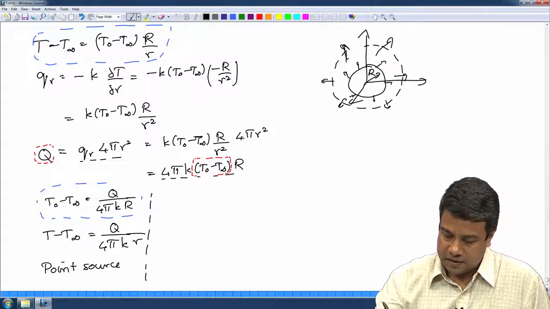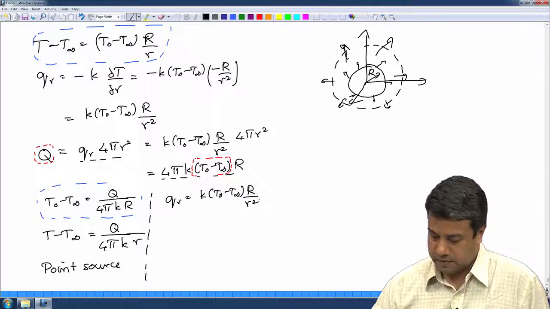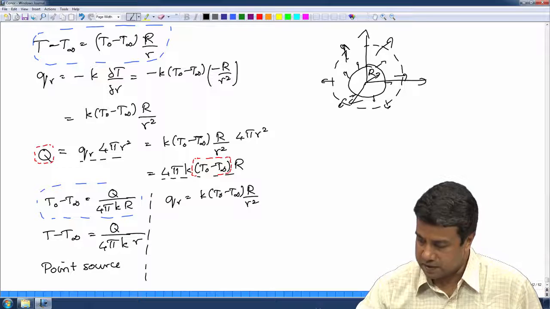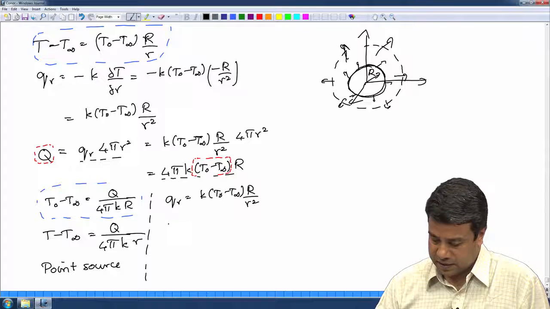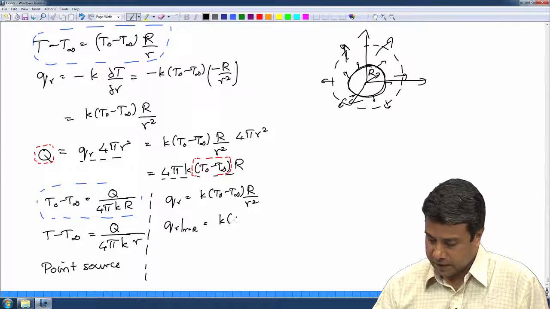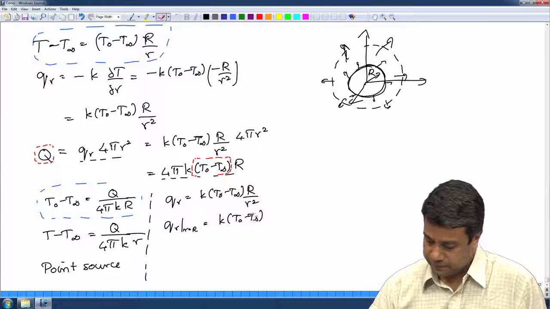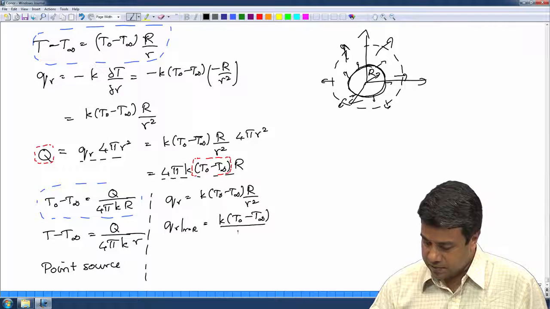Now that we know the heat flux, we can now calculate it. We know that QR is equal to k into T naught minus T infinity r by r square. I can calculate the flux at r is equal to capital R, at the surface of the particle. QR at r is equal to R is equal to k into T naught minus T infinity, at r is equal to R, this just becomes 1 over R.